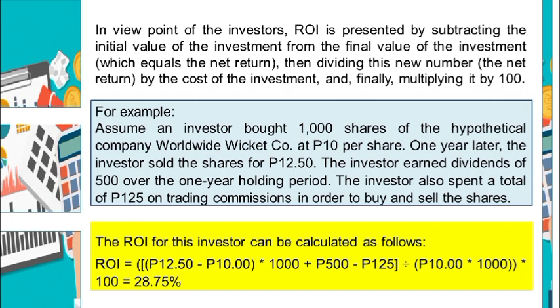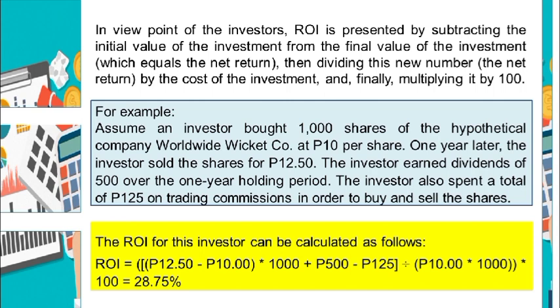So to understand this, let's illustrate an example. Assume an investor bought 1,000 shares of the hypothetical company Worldwide Wicked Co. at 10 pesos per share. One year later, the investor sold the shares for 12.50 pesos. The investor earned dividends of 500 over the one year holding period. The investor also spent a total of 125 pesos on trading commissions in order to buy and sell the shares. So the ROI for this can be calculated as follows.